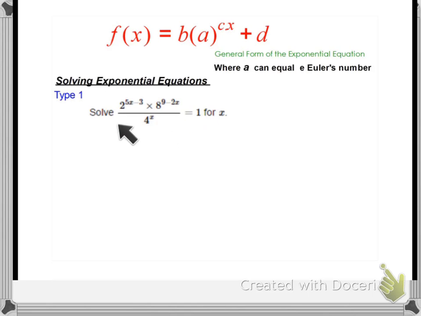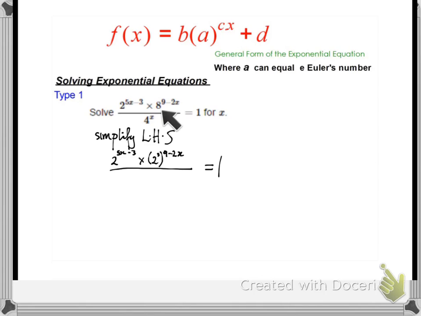So let's solve an exponential equation. First off, you've got your left-hand side, and there it's an expression of exponential numbers. So we want to simplify that down first. We're going to simplify the left-hand side using our index laws.